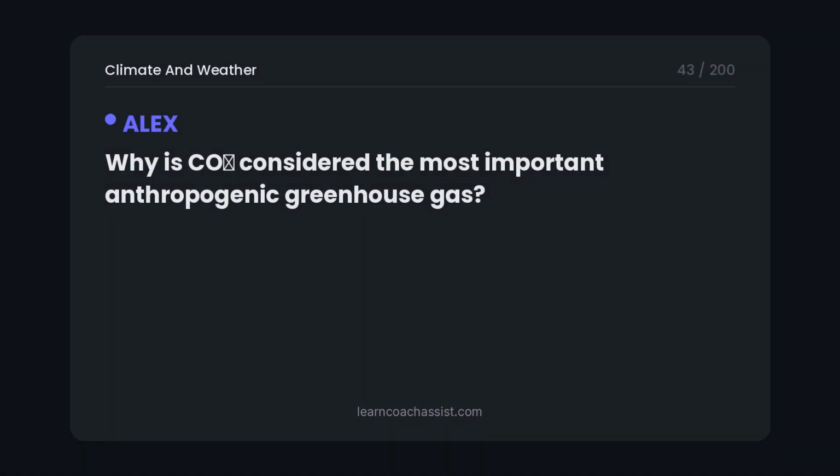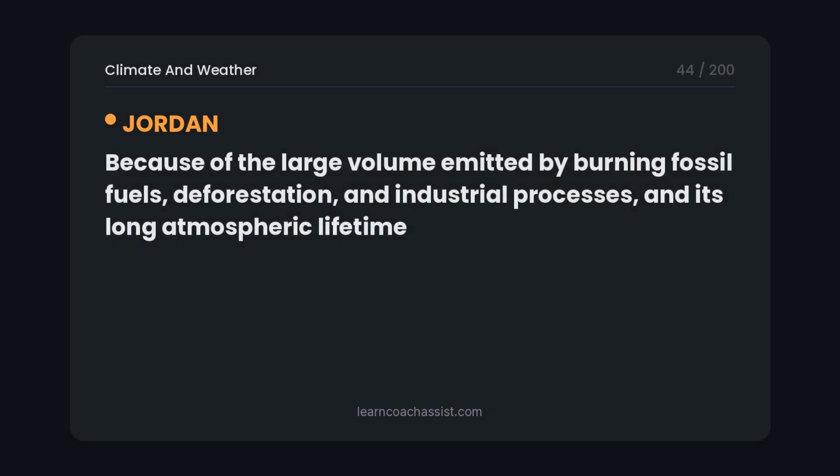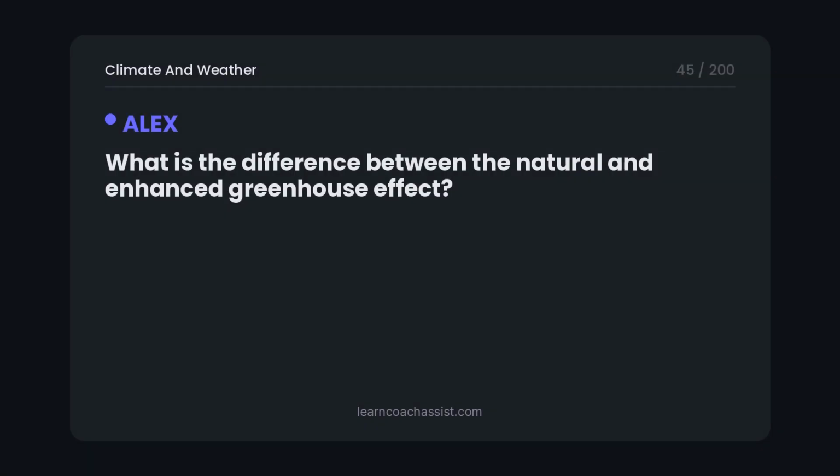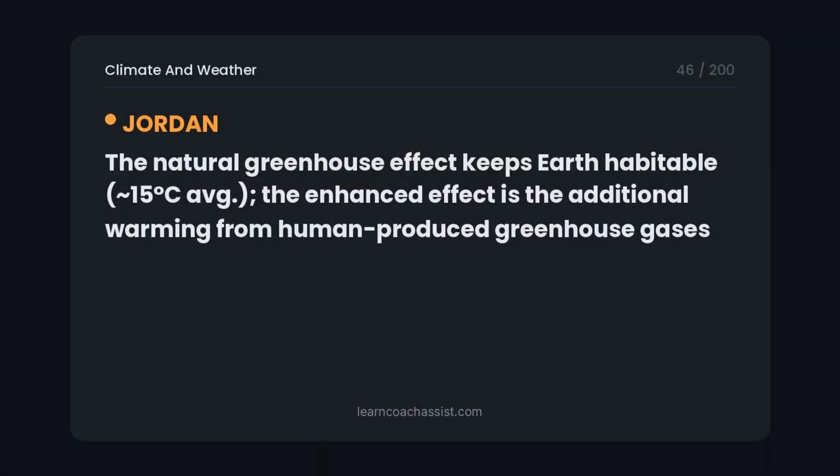Why is CO2 considered the most important anthropogenic greenhouse gas? Because of the large volume emitted by burning fossil fuels, deforestation, and industrial processes, and its long atmospheric lifetime. What is the difference between the natural and enhanced greenhouse effect? The natural greenhouse effect keeps Earth habitable, at 15 degrees C average. The enhanced effect is the additional warming from human-produced greenhouse gases.